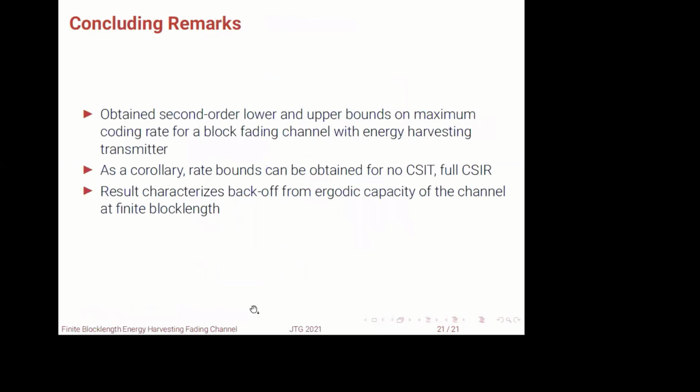So we have basically obtained second order lower and upper bounds on the maximum coding rate for a block fading channel with energy harvesting constraints. As a corollary, we can actually obtain the corresponding results for no CSIT and full CSIT. We have some CSIT in the analysis, so we can recover the results for no CSIT as well. The results that we have basically characterize the back off from the ergodic capacity of the channel at finite block length. So that is it. Thank you.